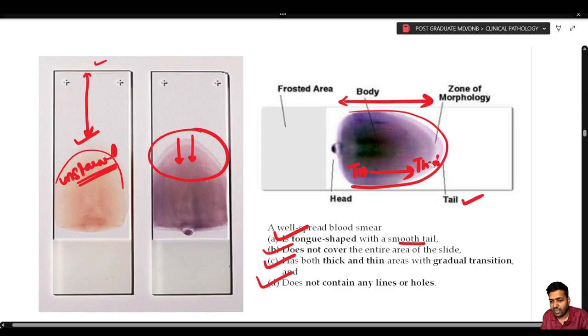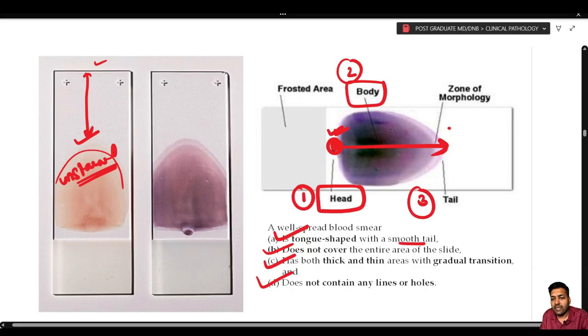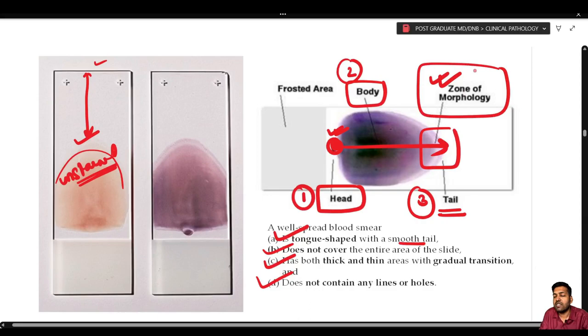Now, what are the parts of the peripheral blood smear that we are seeing? On the left hand side, the point from where we have made the smear is called the head. After the head comes the second area, the body, and the third area is the tail area. So there is the head area, body area and tail area. The tail area is the area most suitable for morphological evaluation of the blood cells, or for examination.